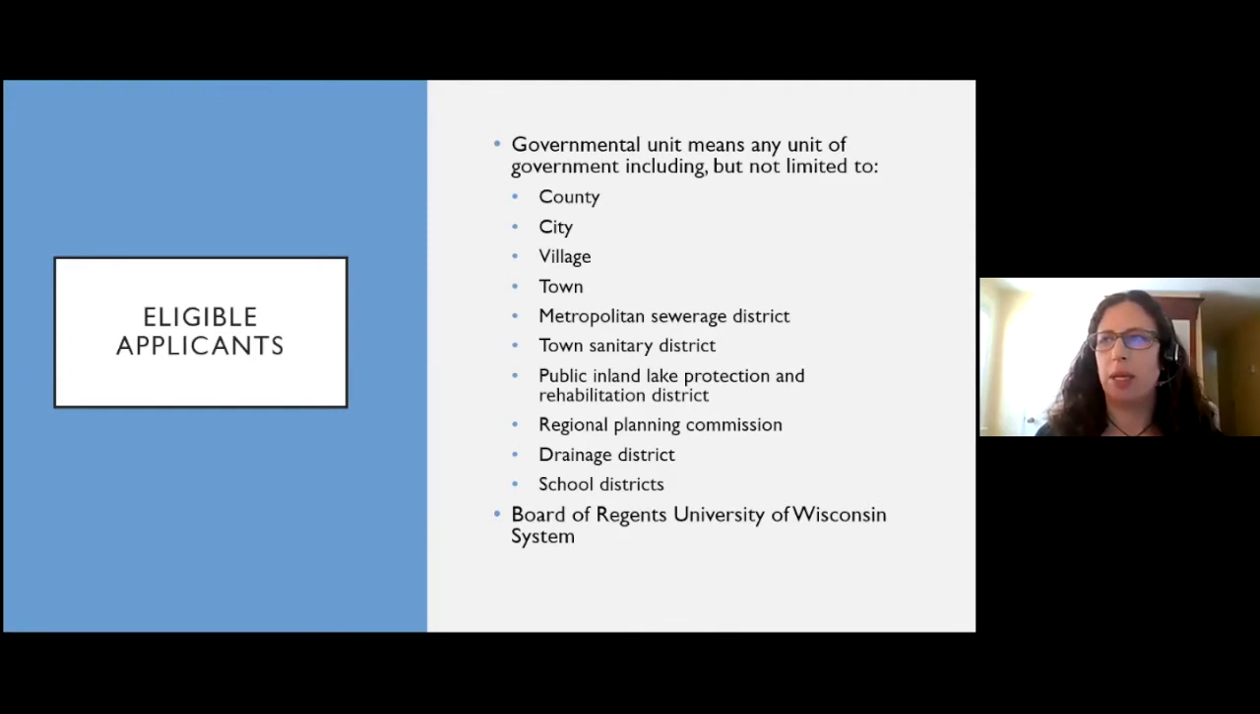Governmental units eligible to apply for an urban planning grant, listed here on the slide, can apply for a project located in their governmental unit. If the jurisdiction of the governmental unit submitting the application does not correlate with the project planning area, the other governmental unit that's applying must be required to control stormwater discharges.